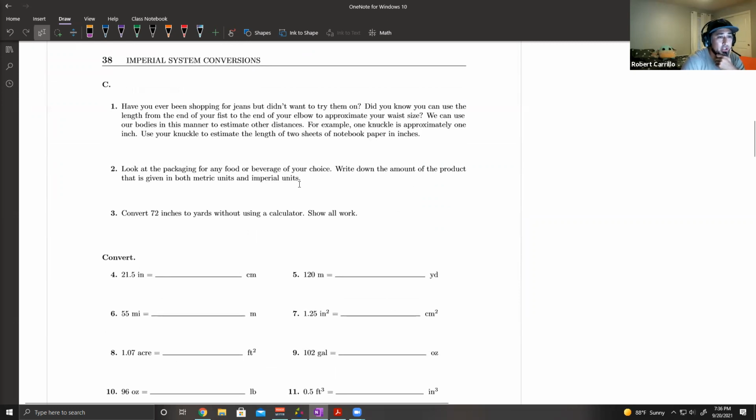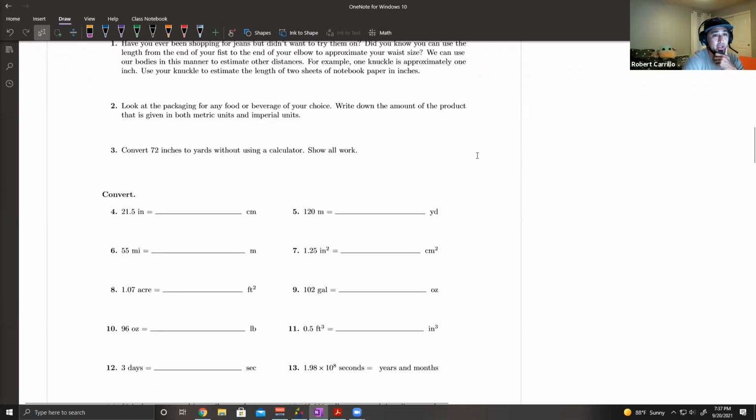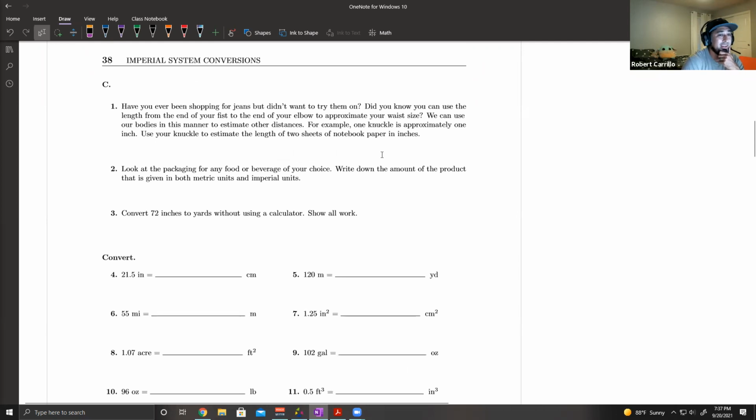Have you ever been shopping for jeans but didn't want to try them on? Did you know you can use the length from the end of your fist to the end of your elbow to approximate your waist size? We can use our bodies in this manner to estimate other distances. For example, 1 knuckle is approximately 1 inch. And then it says, use your knuckle to estimate the length of 2 sheets of notebook paper in inches.